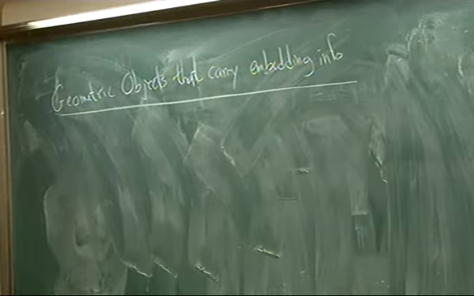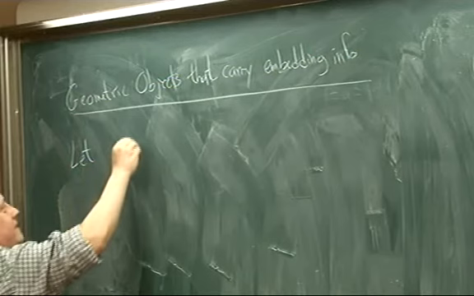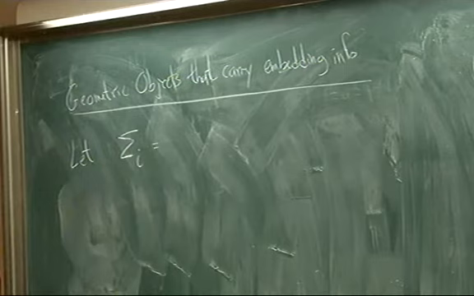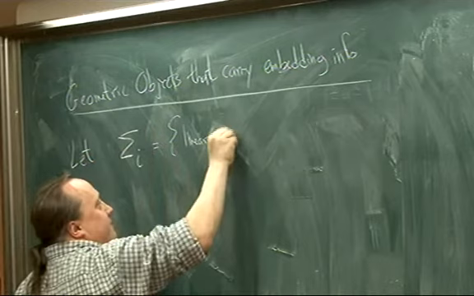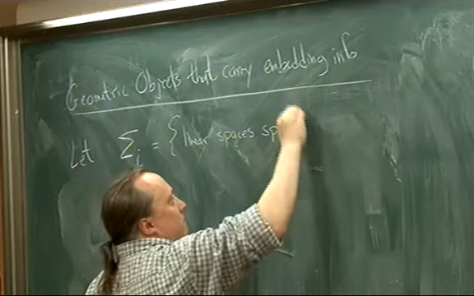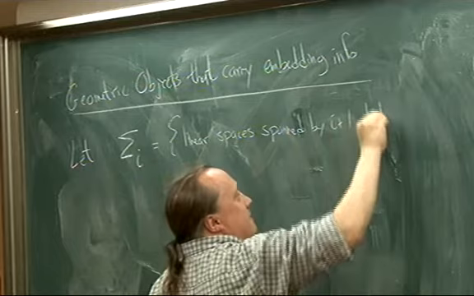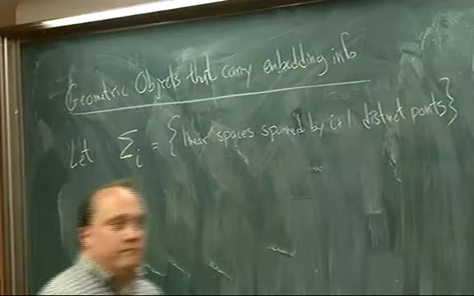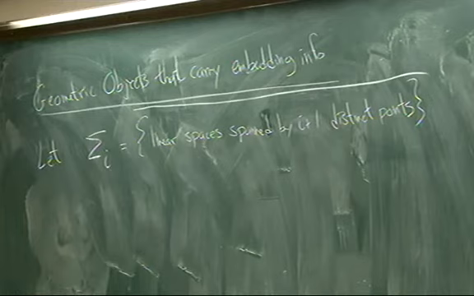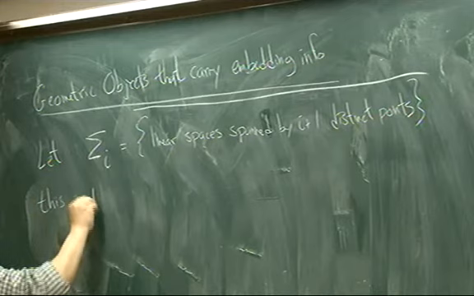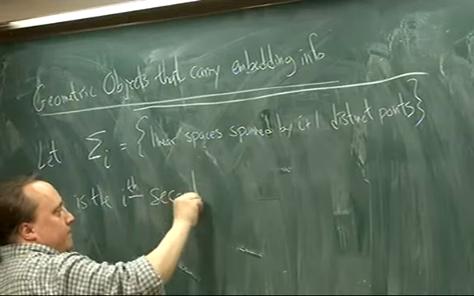The ones we're going to talk about are very, very old, mostly to fix notation. And let sigma I, this is what we looked at right at the beginning, be the set of linear spaces spanned by I plus one distinct points, and take that set and just close it. Let's make this Zariski closure. This is called the I secant variety.